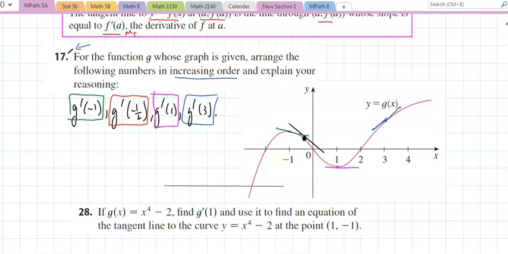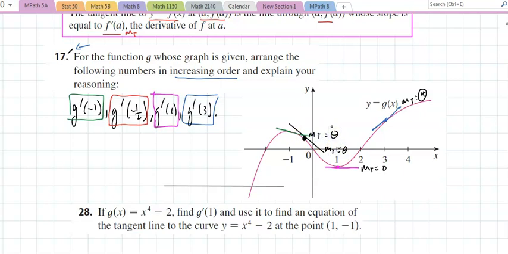Directions, I'm mimicking number 17, directions for the function whose graph is given. Arrange the numbers in increasing order from smallest to largest. If I look at those, we know that the slope of this tangent line is 0. We know the slope of this tangent is positive. We know the slope of this tangent is negative, and we know the slope of this tangent is negative.